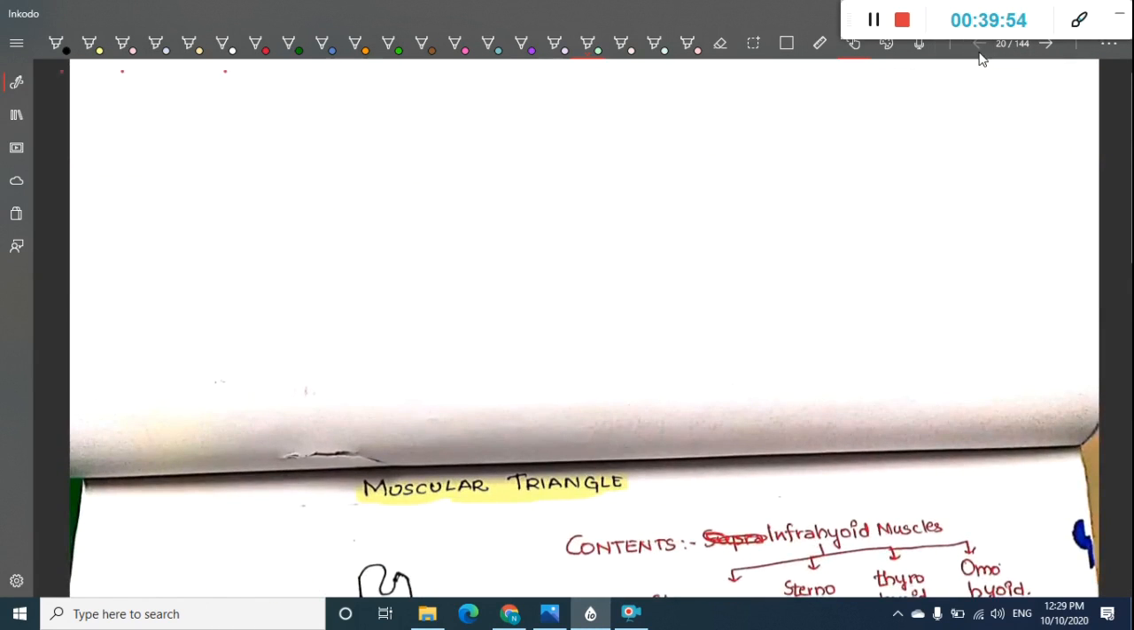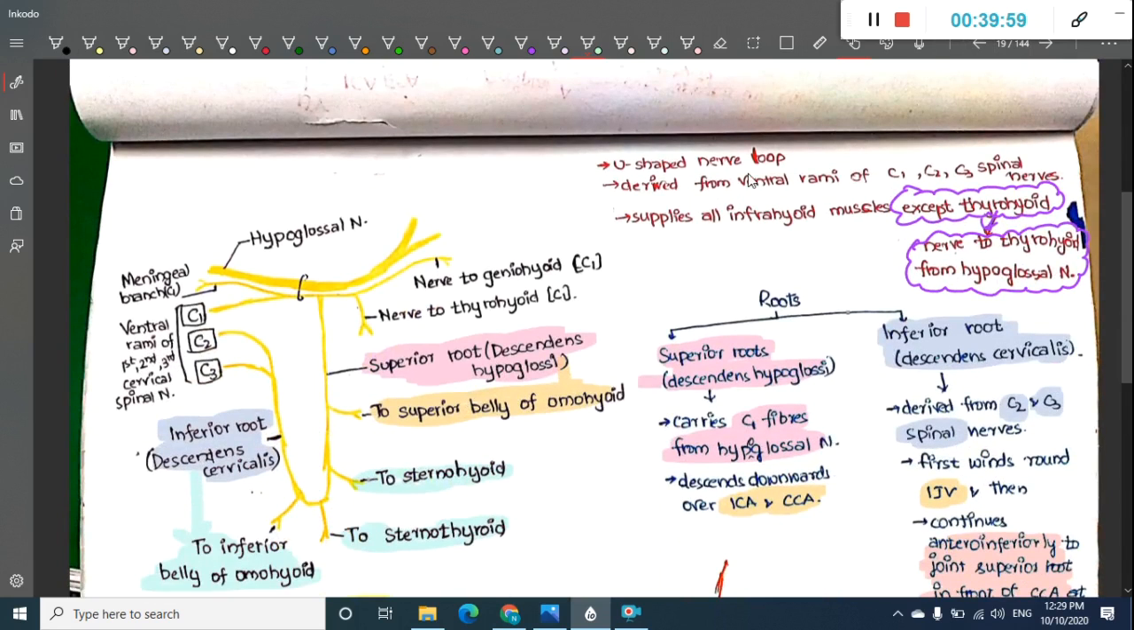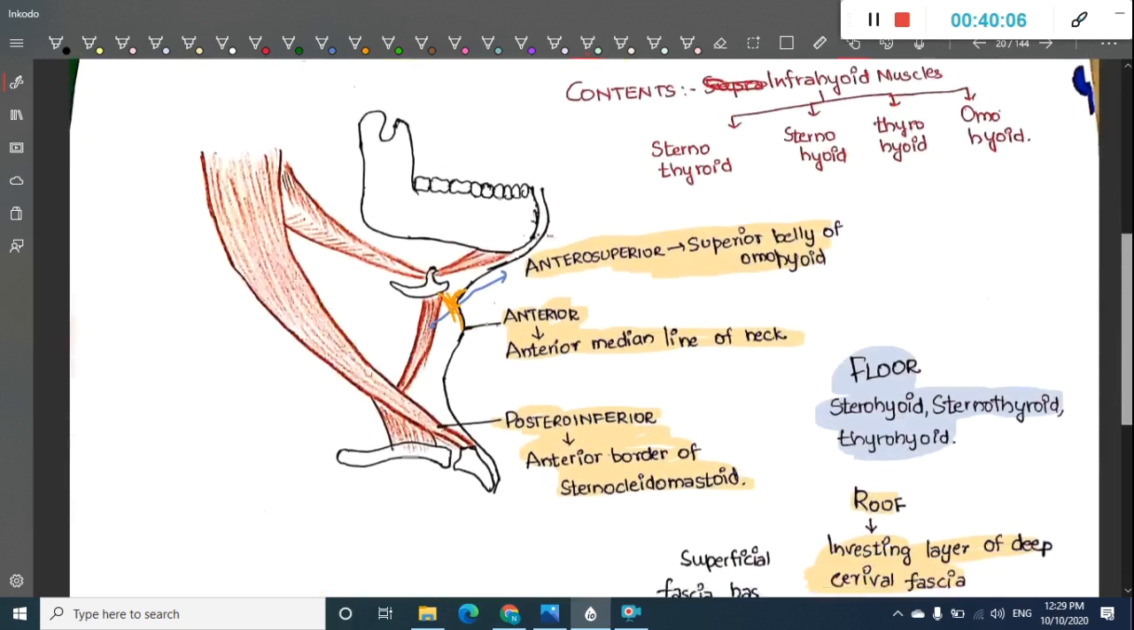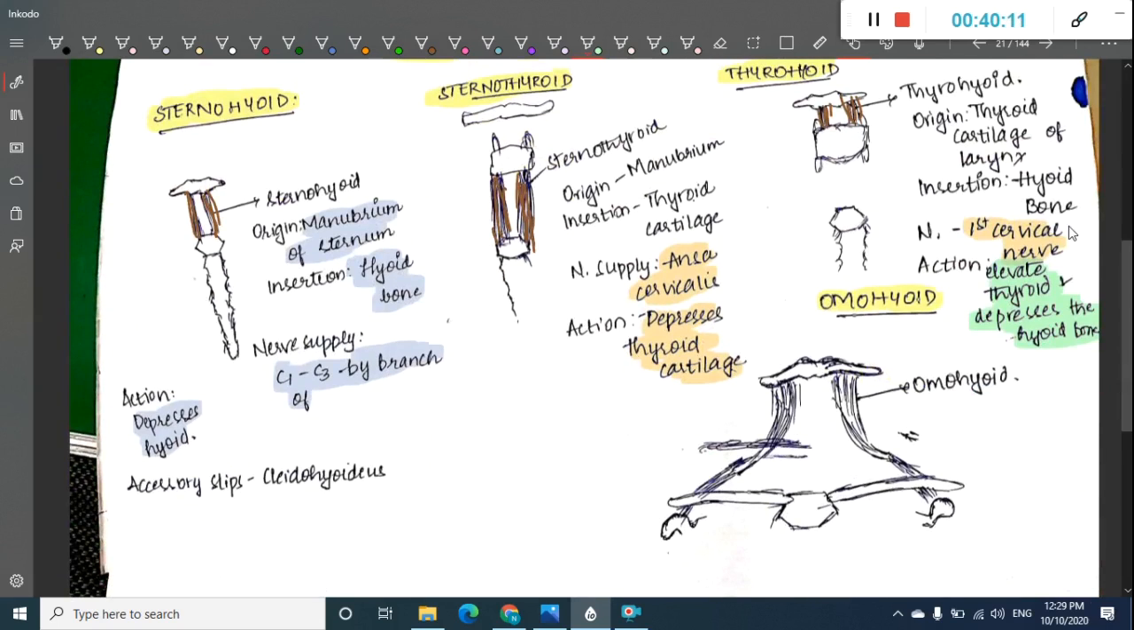There is one sentence which I have already told you. All these infrahyoid muscles are supplied by the ansa cervicalis except thyrohyoid, which is supplied by C1 fibers through the hypoglossal nerve. Okay, so this is about the muscular triangle of the neck.